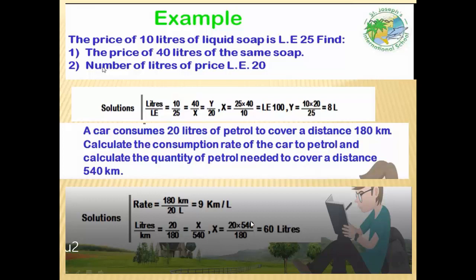Okay, then if this car covers a distance of 540 kilometers, then the consumption rate of the car to petrol equal 60 liters.